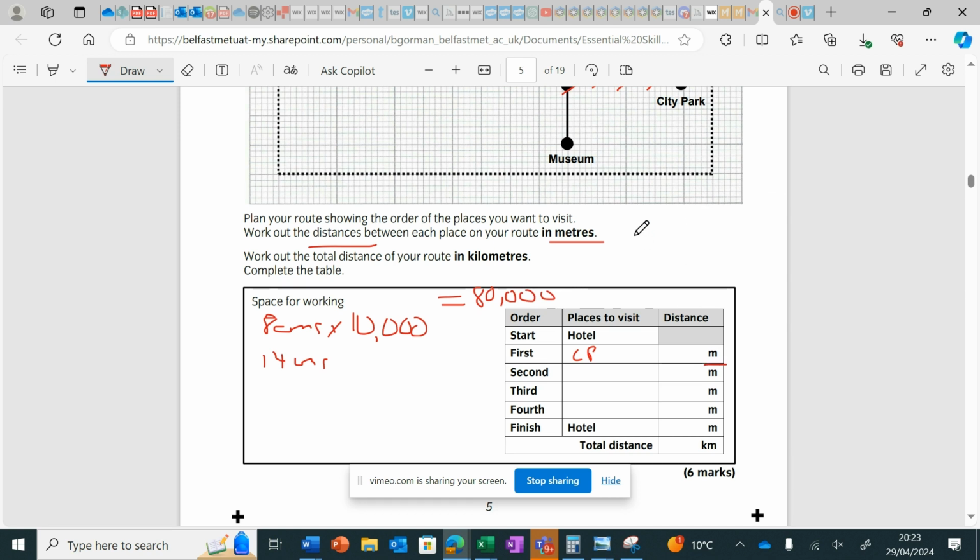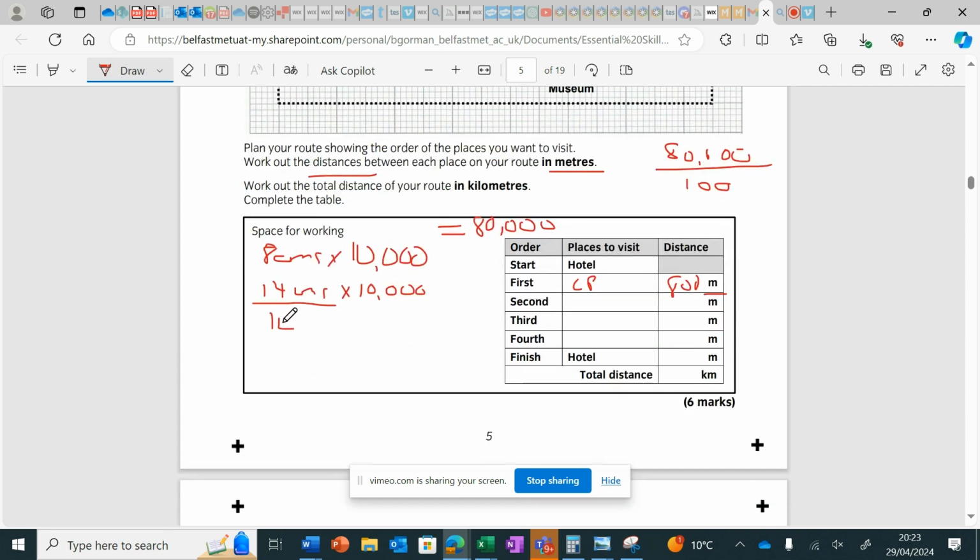The only problem is the answer is now in centimeters, not meters. So we'll take our centimeters, because remember scale is always centimeters unless you're told something different. To change centimeters to meters, I divide by 100 and I get 800 meters. Take the next example, 14 centimeters. Again, we'll scale up using the scale factor. Every centimeter is worth 10,000 according to this. That gives me 140,000 centimeters. Again, I want to get that to meters, so I'll divide it by 100 and I get 1400 meters.